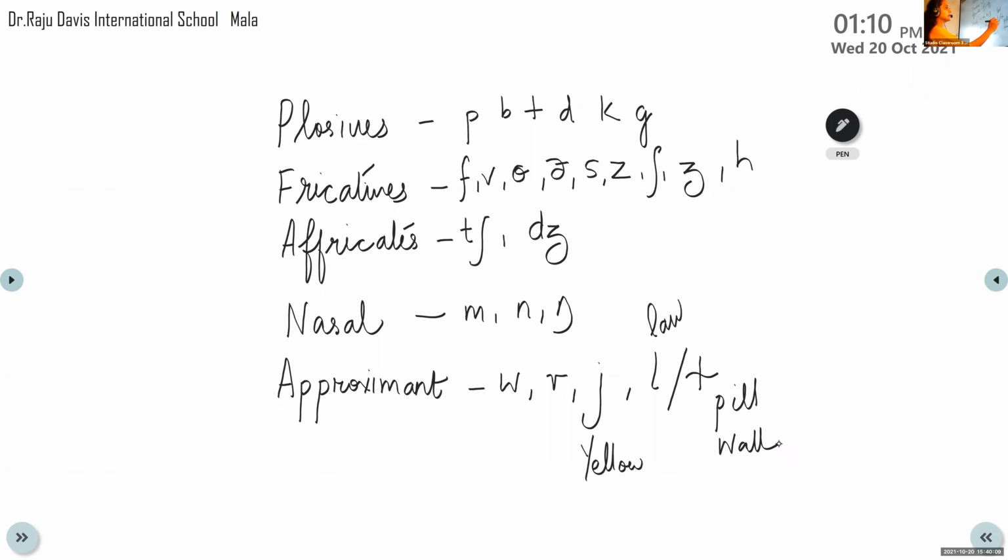That's the L sound, pill. Ma'am, is it for yellow only? Yellow only? That Y sound? Yes. Yellow, yam, yak, yacht. This is a symbol for the Y sound. It's not only for one word, it is for the Y sound. The Y sound for the word year. Also the word yell. Yes.